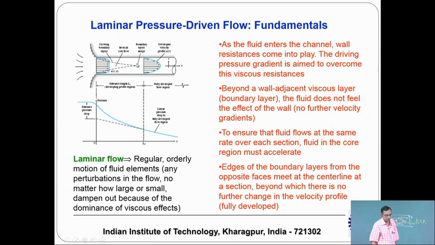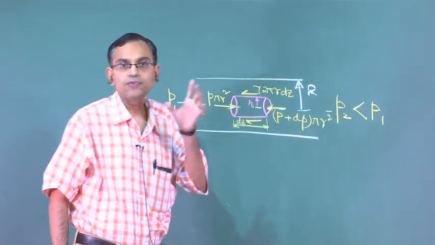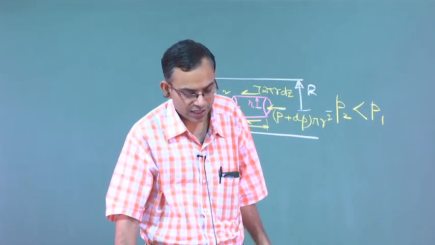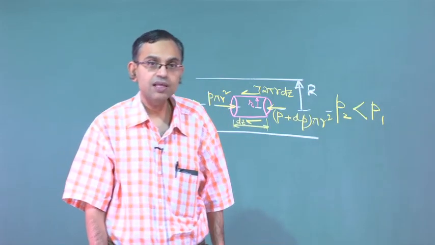So, the dotted line here is basically the edge of the boundary layer. When the boundary layers from all the walls merge, then after that you will have a velocity profile which is called a fully developed velocity profile. This fully developed velocity profile is the consideration that we are assuming here. When the flow is fully developed, the velocity profile does not change further as you move along this direction.